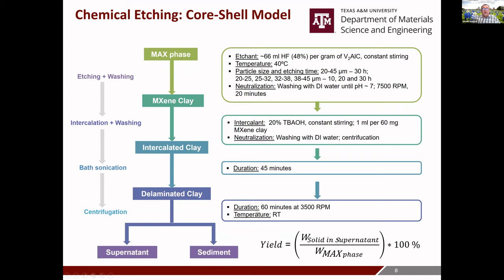Intercalated clay, and then centrifugation to separate the sediment from the supernatant, and then we freeze dry the supernatant to get a solid to calculate what the yield actually is. We prefer using as a measure of yield the solid from the supernatant, which supposedly contains mostly MXene nanosheets, as the best value to evaluate how successful our etching process is.